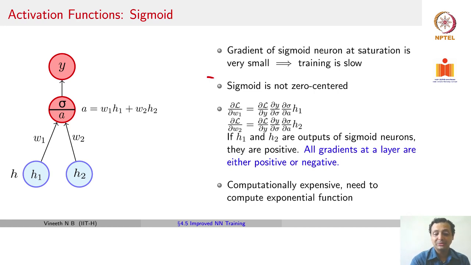Sigmoid is not zero-centered because its output is in the range between 0 and 1, which means if you want your activation to consider negative values and positive values differently, sigmoid won't be able to do that for you.